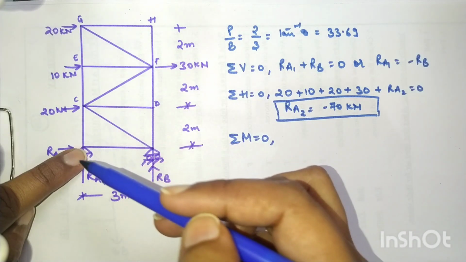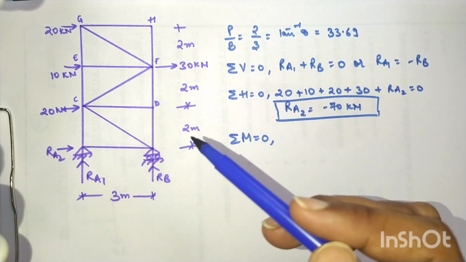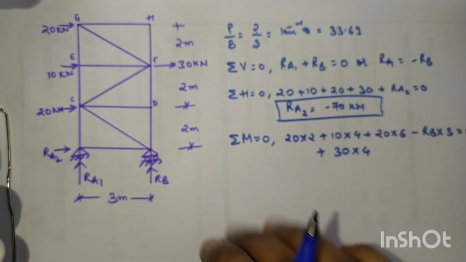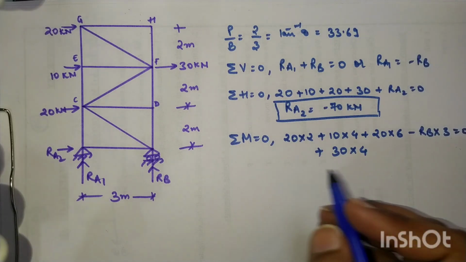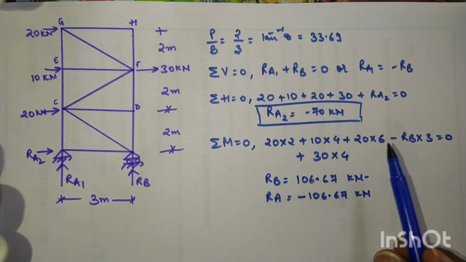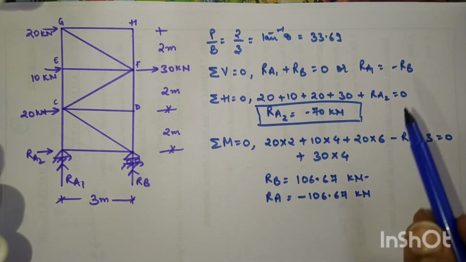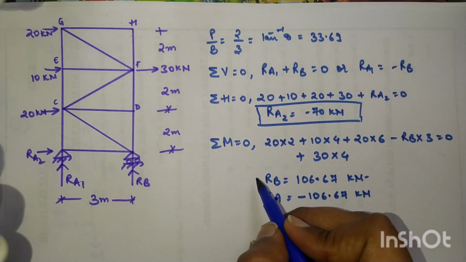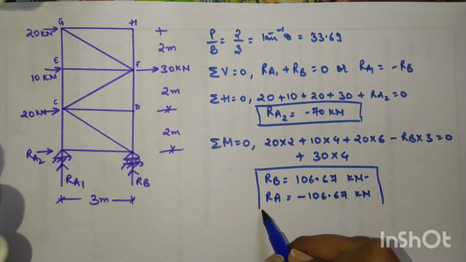Now RB is anti-clockwise, so we'll be writing that. And from that, ये थोड़ा blur हो गया. Now it is clear. And from that we got our RB and RA. And we have written the units also. Do not ever forget to write the units. So we got our RB and RA.